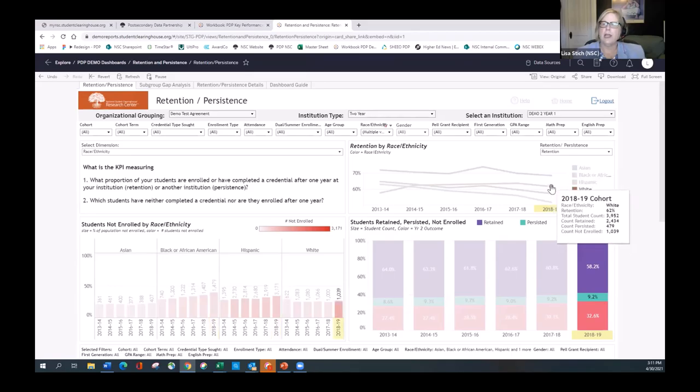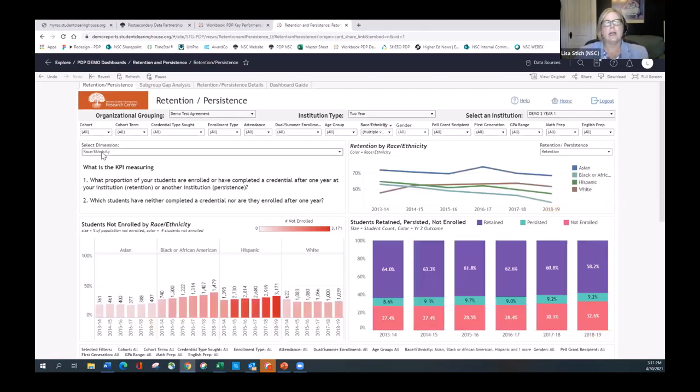So if we're looking at a gap between white students at 62 and Black students at 52, there's a 10% gap there. There's also a gap between Hispanic and Black students. The Asian students have the biggest gap. They're also the smallest population. In this data set, they're about 6% of the population.